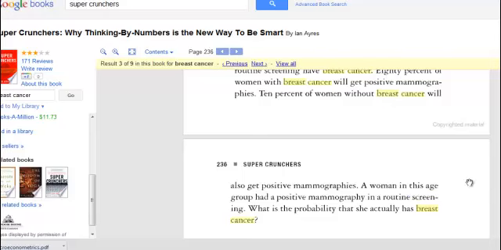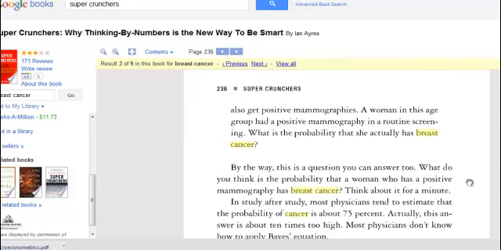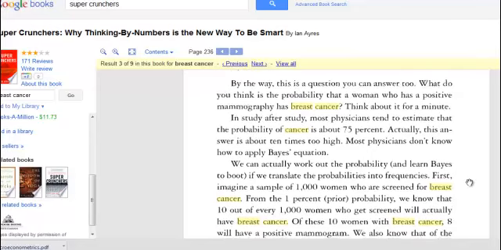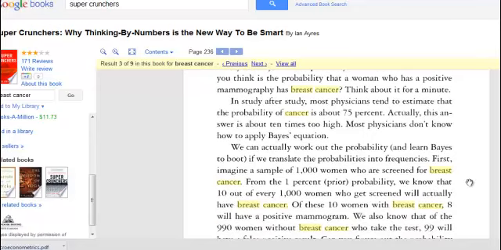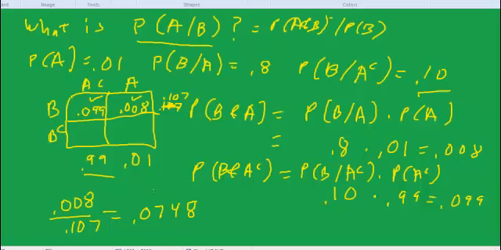And the answer to that one is this. In study after study, most physicians tend to estimate that the probability of cancer is about 75%. Actually, this answer is about 10 times too high. So the doctors think that this is 0.75 when it's 0.075.